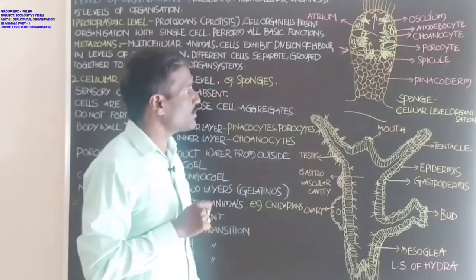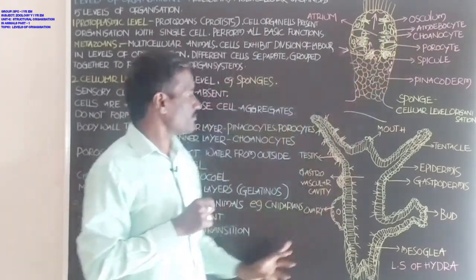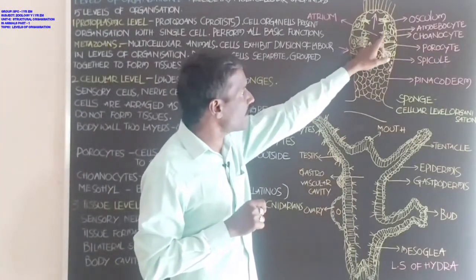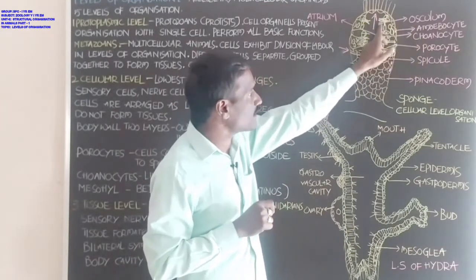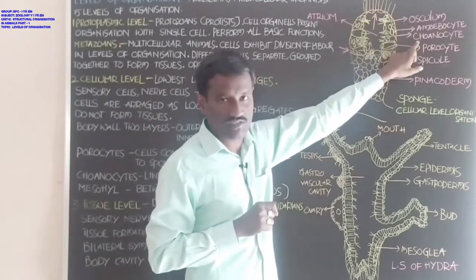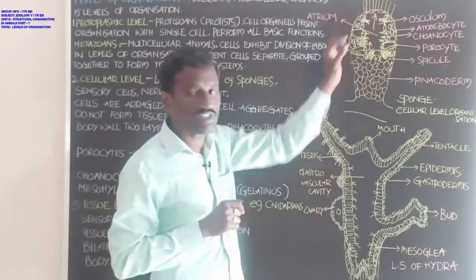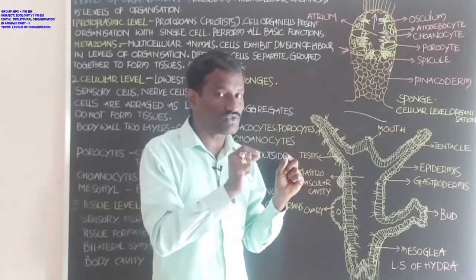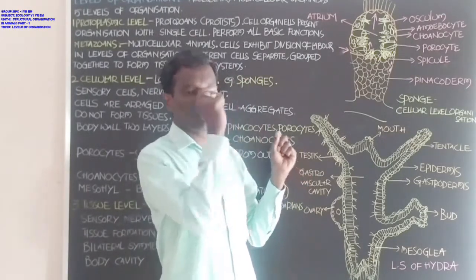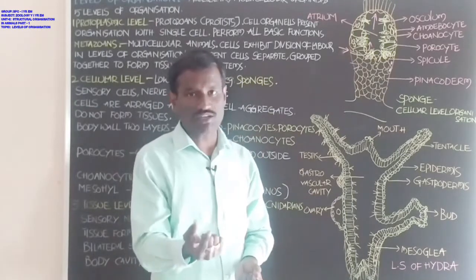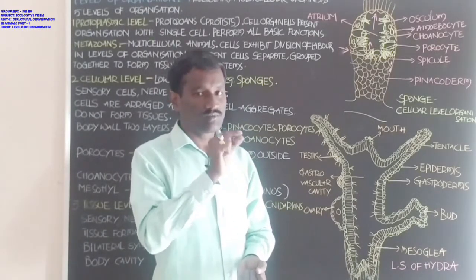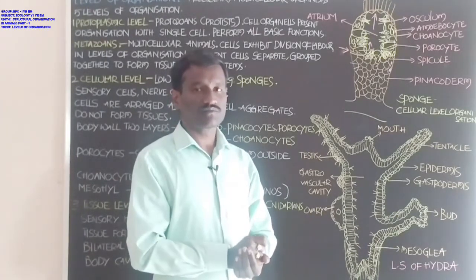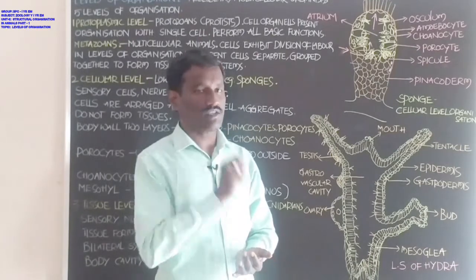Okay, this is about the porocyte. Next, coenocytes. The spongocoel, the inner cavity, is lined with the coenocytes. Coenocytes have flagella, hence the name flagellated cells. Coenocytes have a collar, hence the name collar cells.